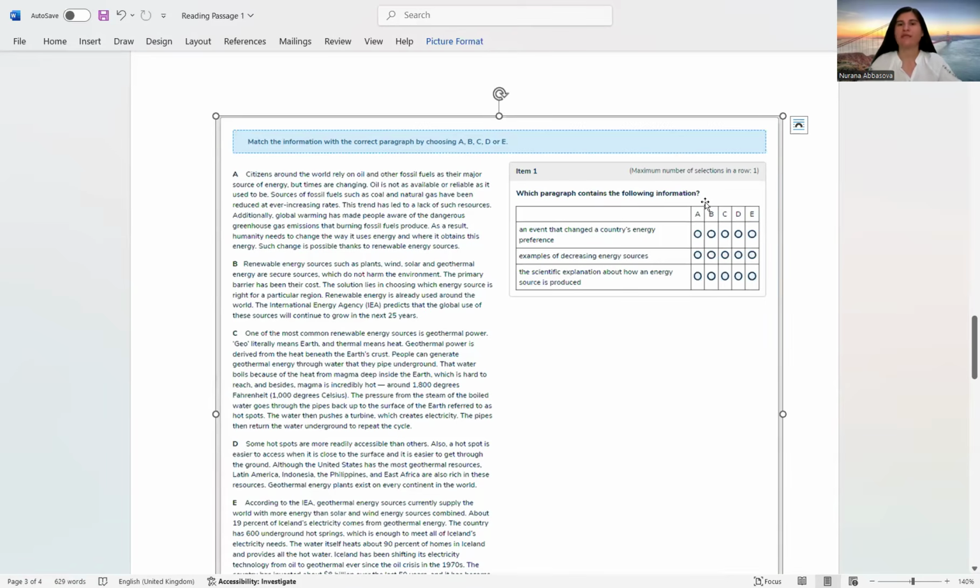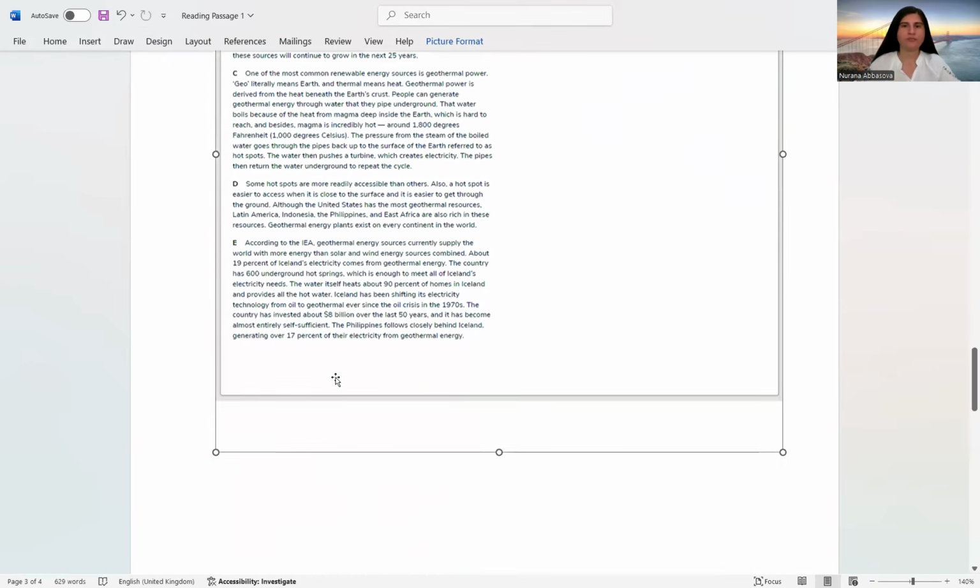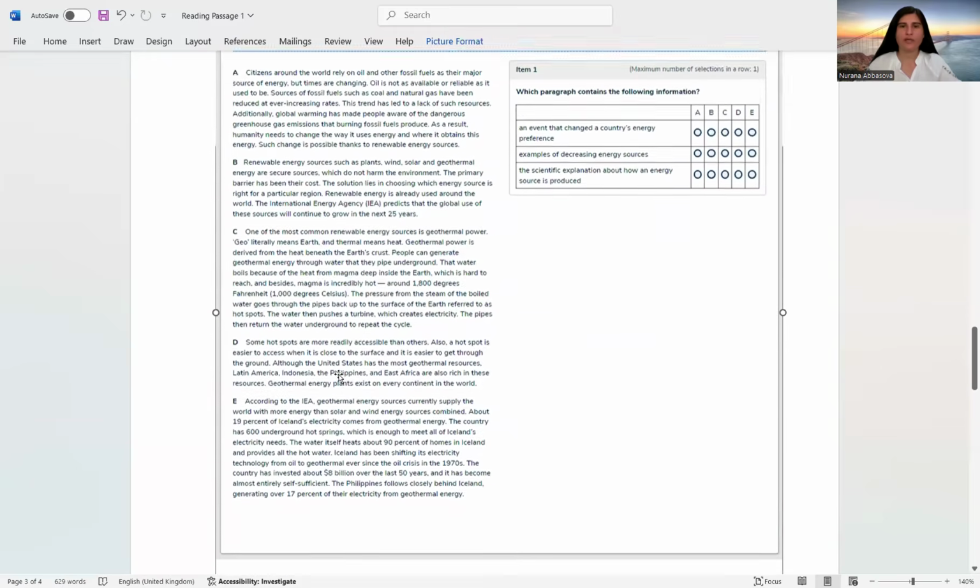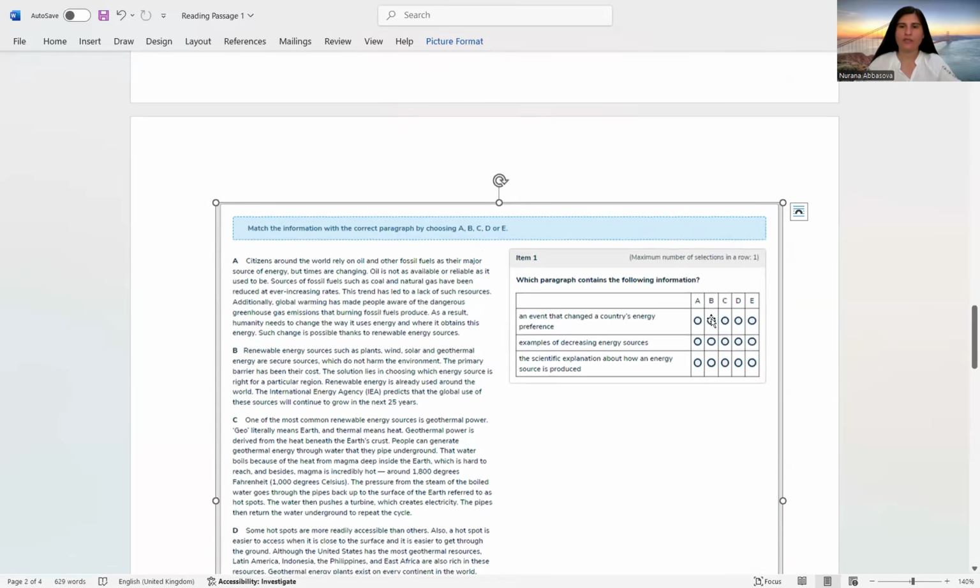This question again is matching information. It means that you are going to match this sentence to one of the paragraphs. Actually, when I say match, it means that in this paragraph, they did talk about this event that changed a country's energy preference. Of course, they're going to use a lot of paraphrases, synonyms, not exactly the same word. These are the first three questions, and you have to click on the choice, which paragraph, A, B, C, D, E. You have 5 paragraphs here. Which paragraph do you think mentioned this item.